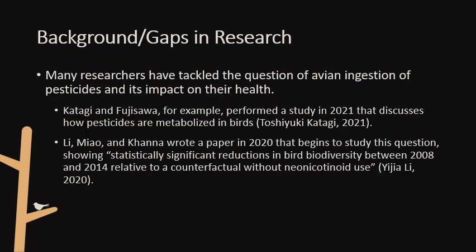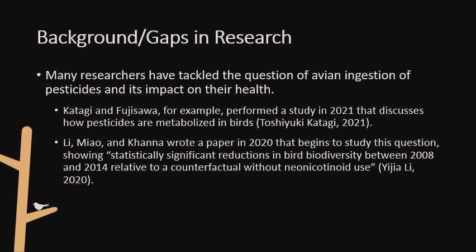Now, many researchers have looked at this question. For example, two researchers, Katagi and Fujisawa, in 2021, performed a study figuring out how pesticides are metabolized in birds. So basically, they've determined that the straight ingestion of pesticide can be harmful to an avian creature. That makes sense. I mean, it is poison. Yes, it's poison that's designed to kill a bug, but some birds are not that much larger than some bugs, really, if you think about it.